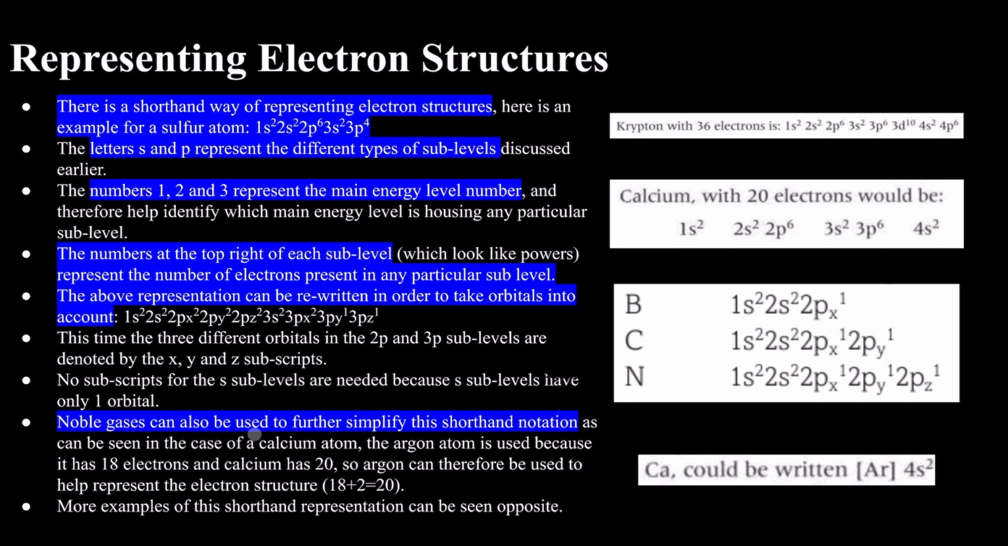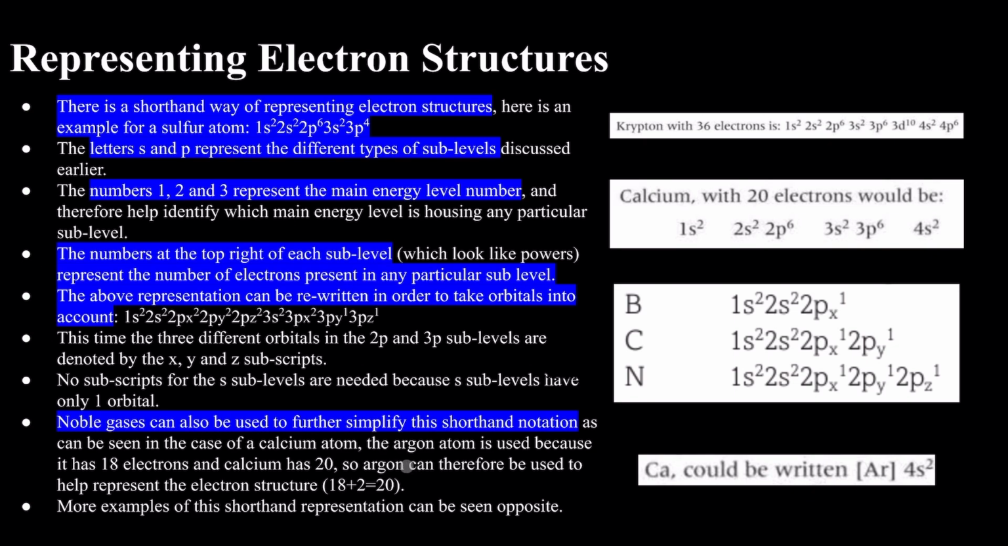Noble gases can also be used to further simplify this shorthand notation, as can be seen in the case of a calcium atom, which has 20 electrons, by the way. The argon atom is used. This is the calcium atom, and instead of denoting it like this, we can simplify this. We can get rid of the initial 1s2, 2s2, 2p, whatever there is. We can get rid of that beginning and instead just replace it with a noble gas chemical symbol in square brackets.